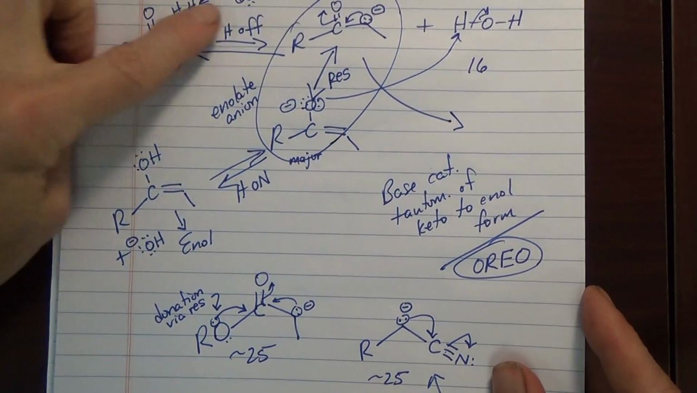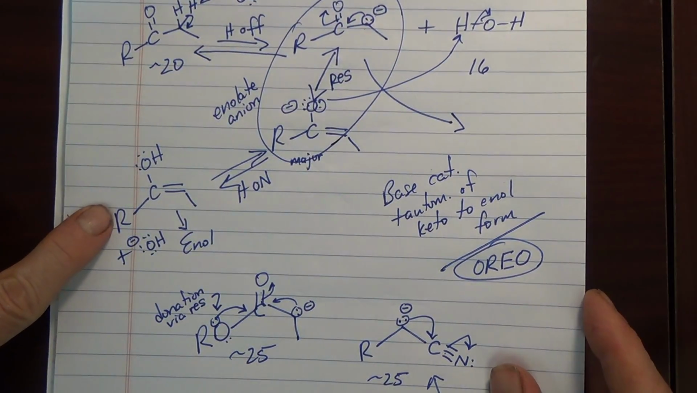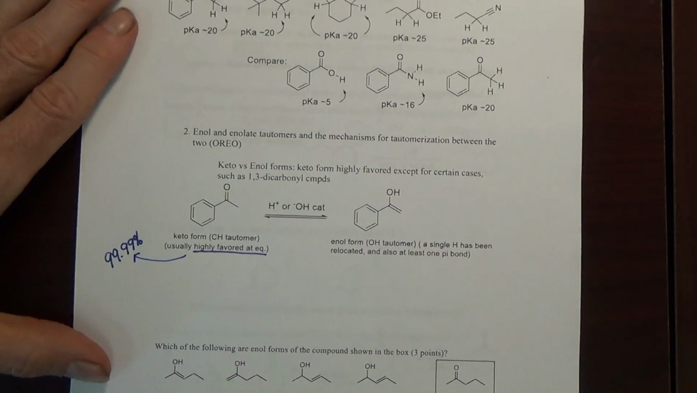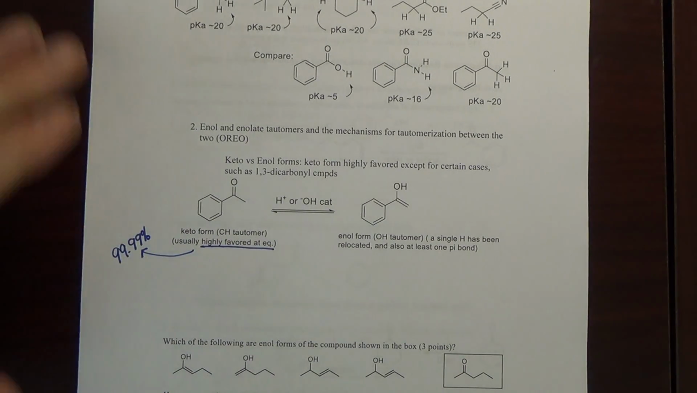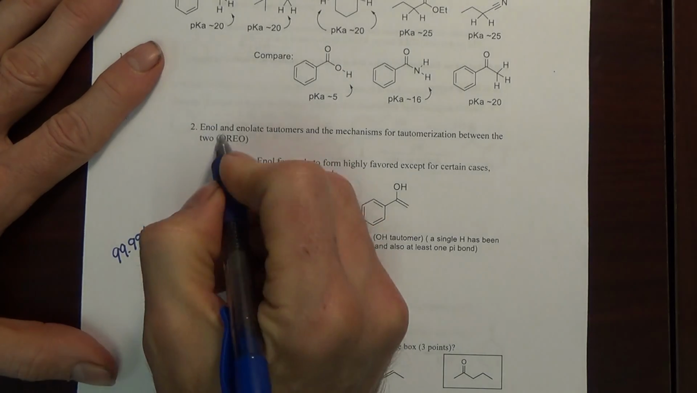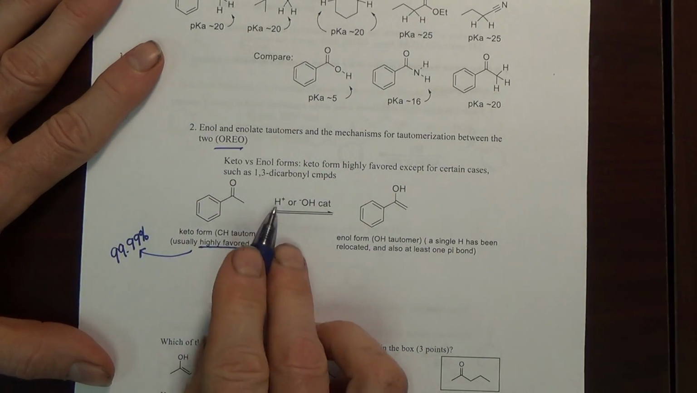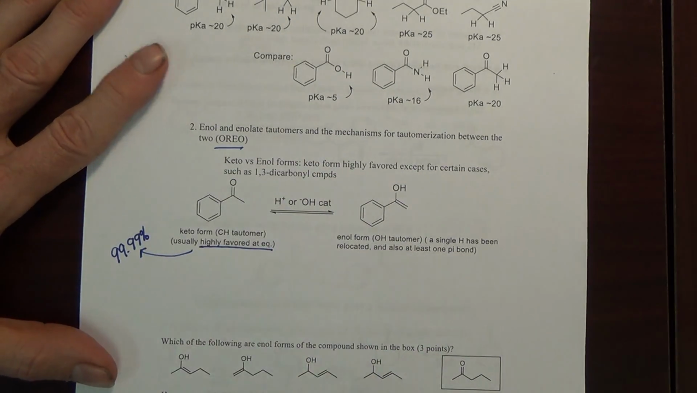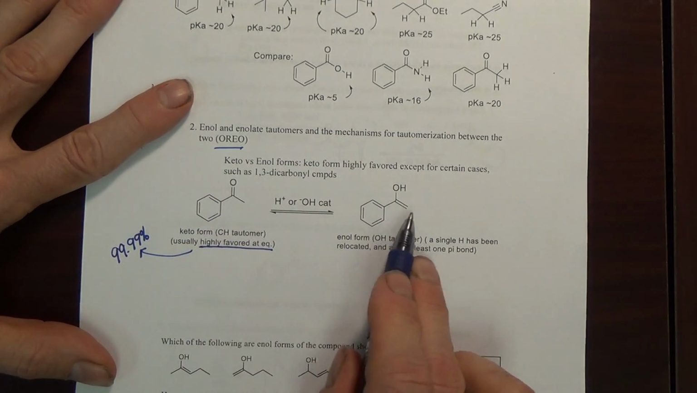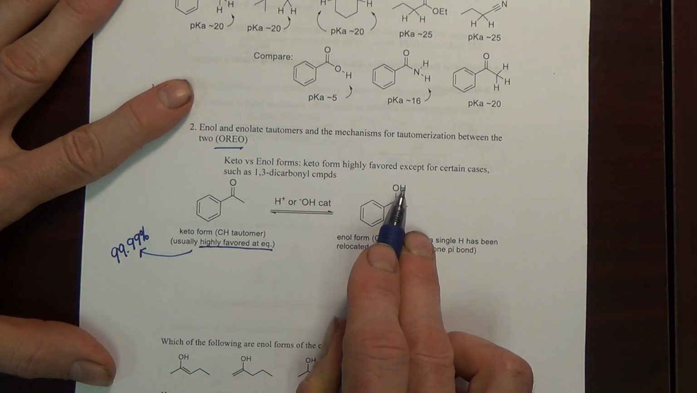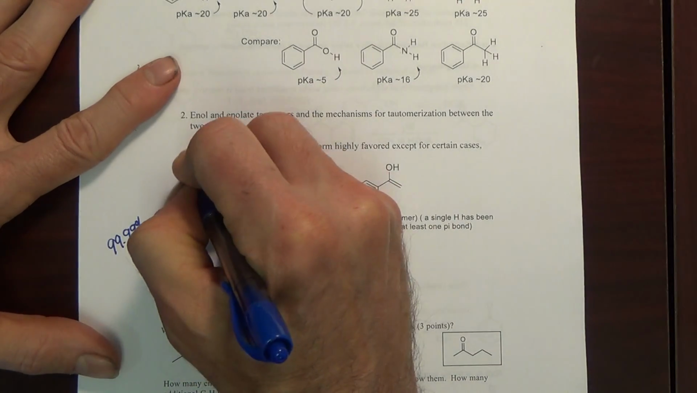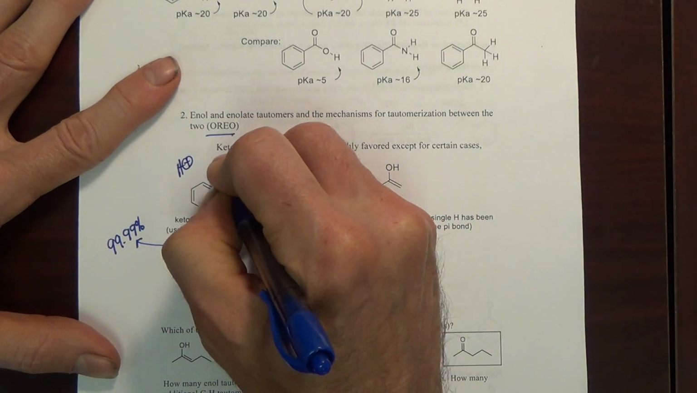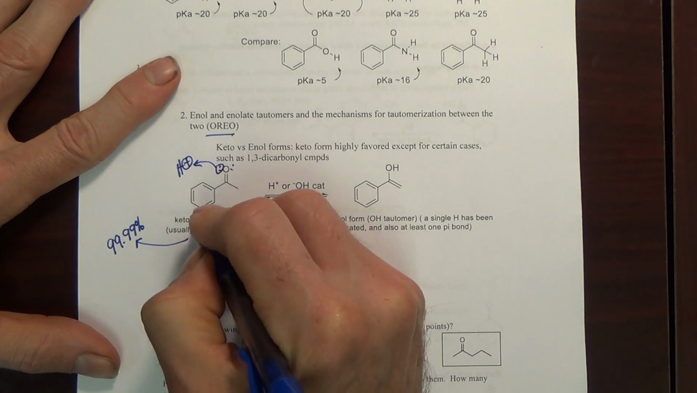We showed the base here. We can show acidic catalysis. Again, we can use, remember, Oreo. And under acidic conditions, the first O stands for on. Okay, where do we want to put an H on? Well, on the oxygen. And we can essentially protonate our carbonyl. We've done that many times before.